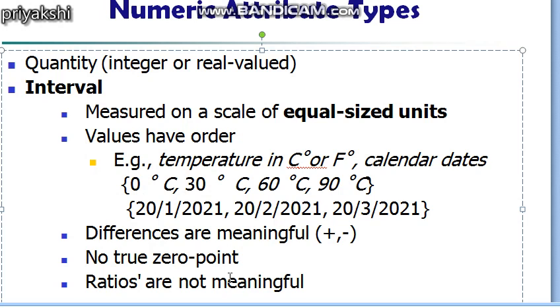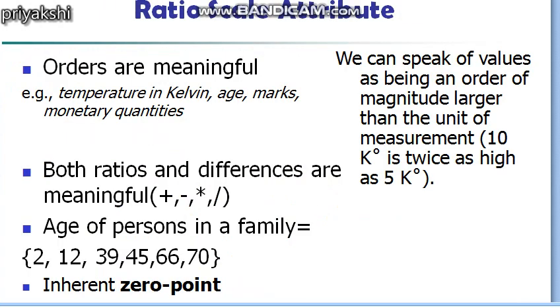Now we will see what is a ratio scale variable. As you can see, in case of ratio scale variable, the orders are meaningful here. Ratio scale variables are numeric attributes that satisfy all the criteria of interval scale variables, and in addition also have meaningful ratios between their values. So it satisfies all the criteria of interval scale. So here orders are meaningful.